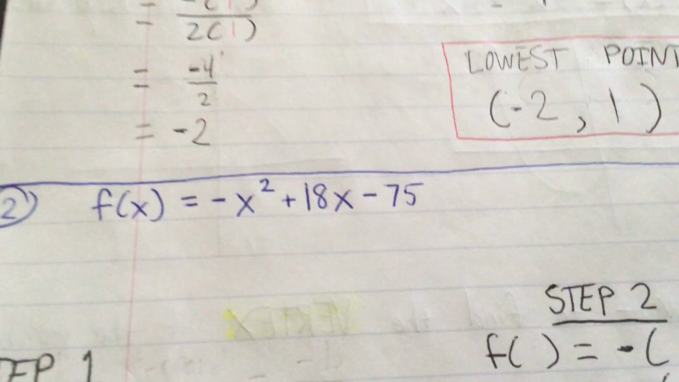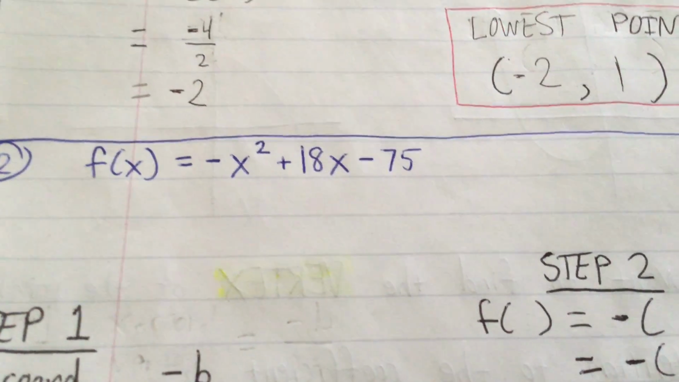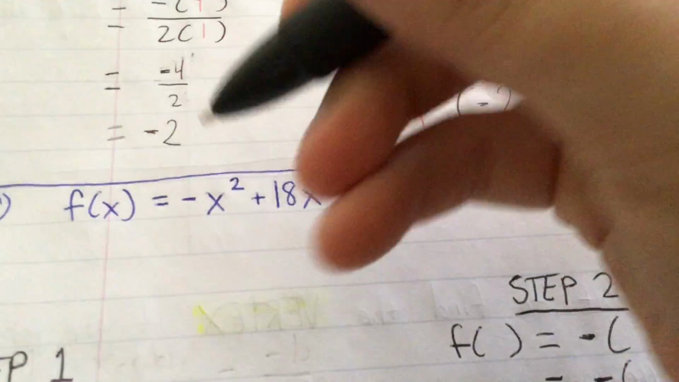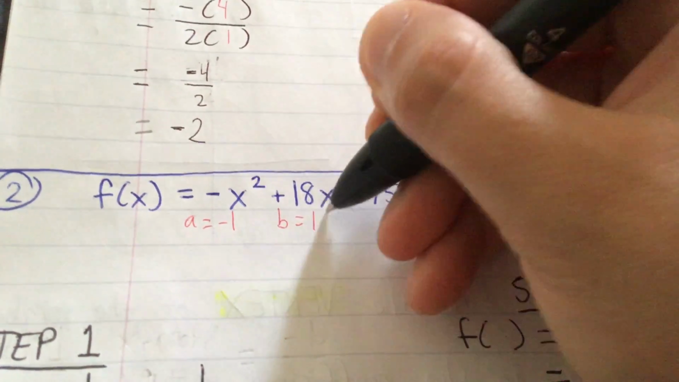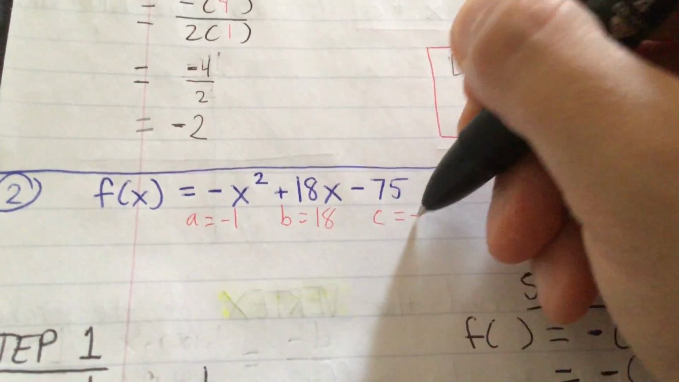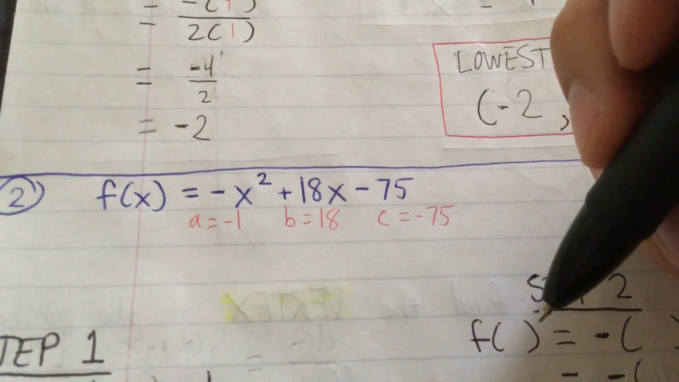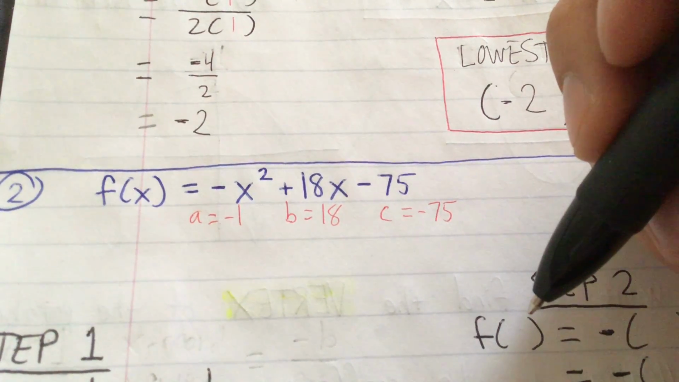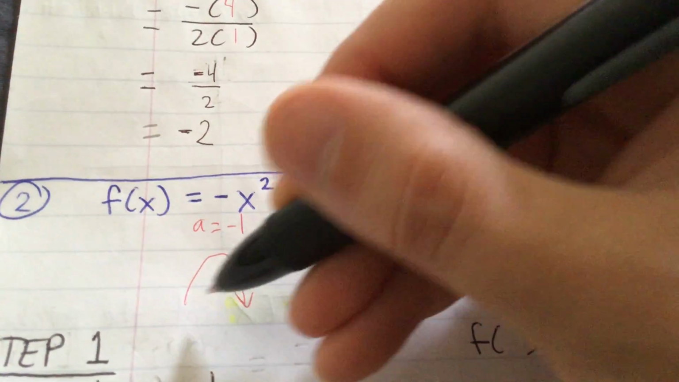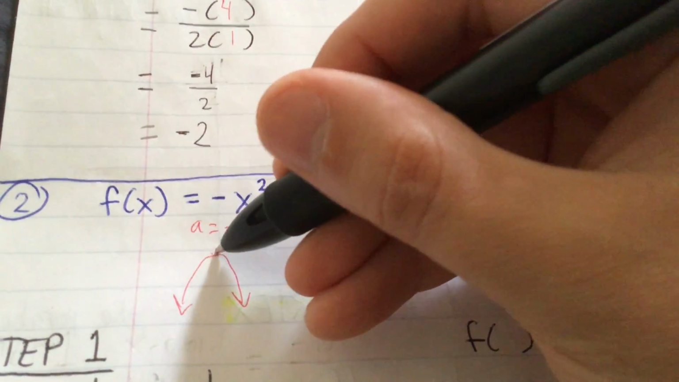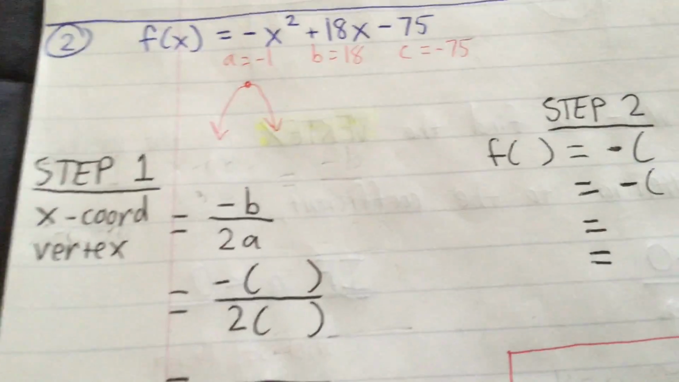F of x is equal to negative x squared plus 18x minus 75. So let's do this. Once again, I've got a equals negative 1, b equals 18, and c equals negative 75, just out of habit. So what does a equals negative 1 tell me? A is negative, so that tells me it's a sad face reflected parabola. So that tells me that the vertex is a highest point. Do as I say. Don't question my authority.